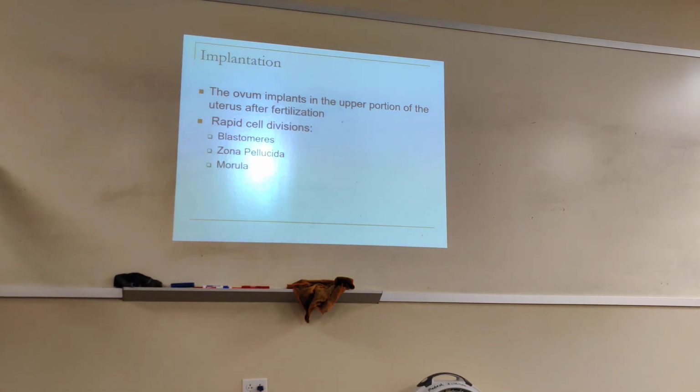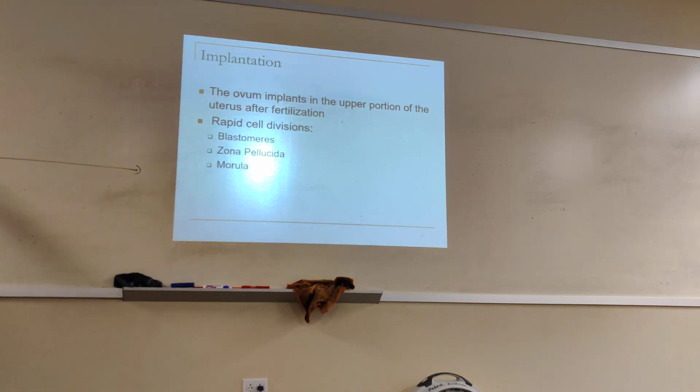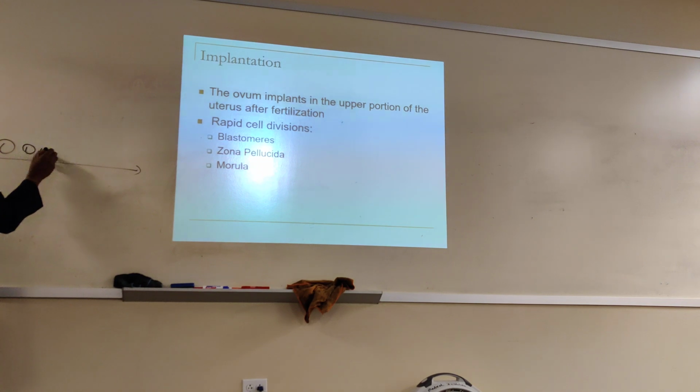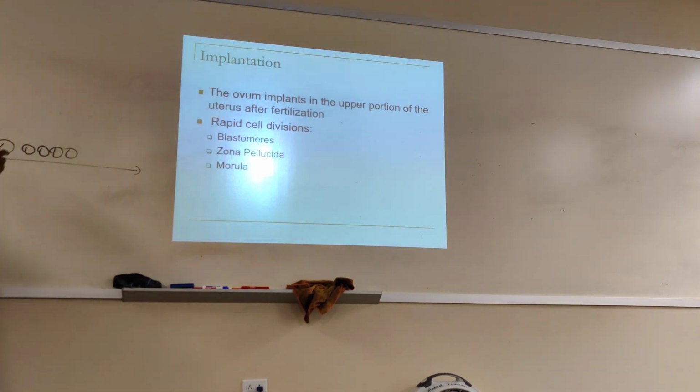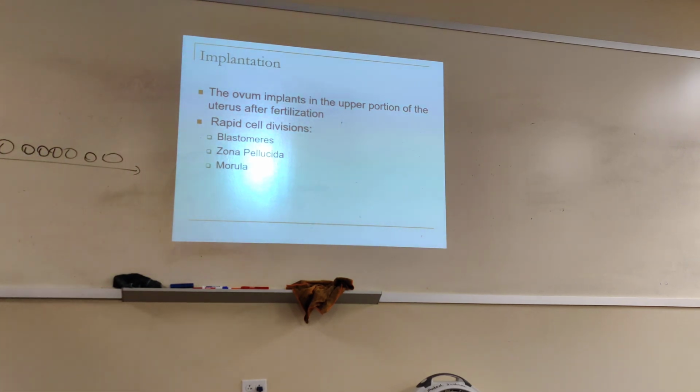So here's the fertilized egg heading down towards the uterus for implantation. Now this cell here will divide into two, and then each one of these two cells will divide again into two. And then this one here will divide again. So there is rapid cell division going on as the fertilized egg is going to the uterus for implantation.